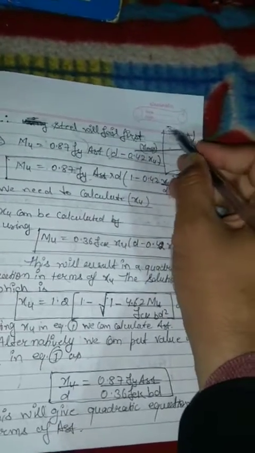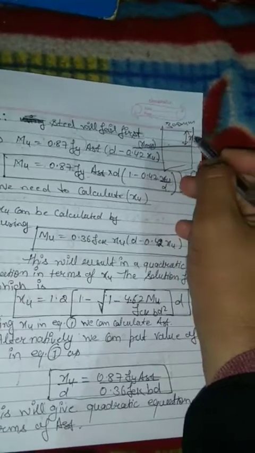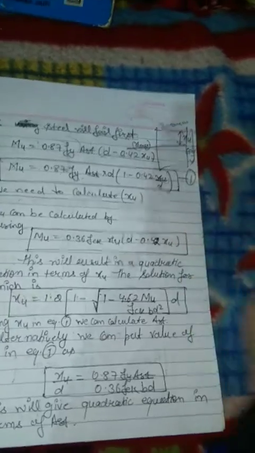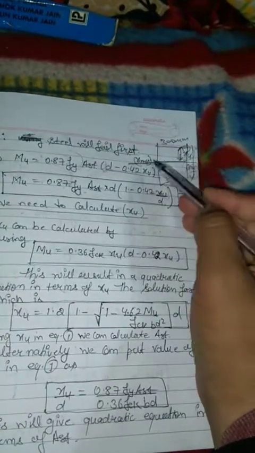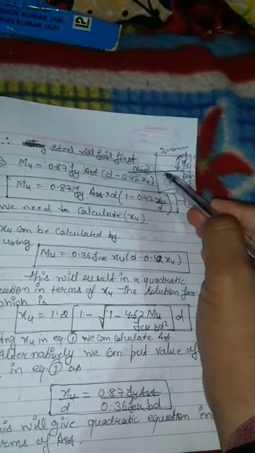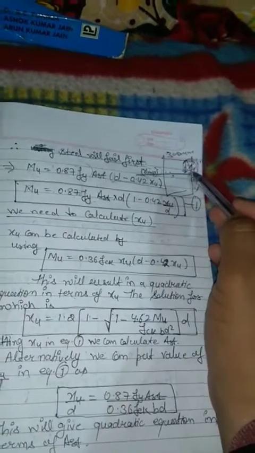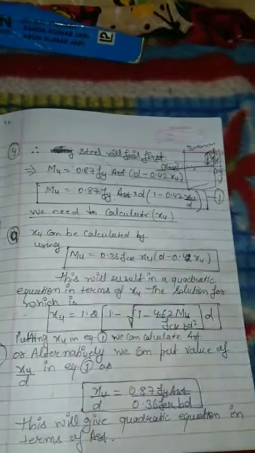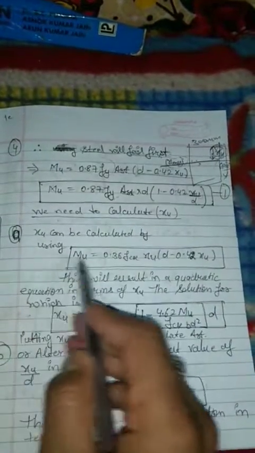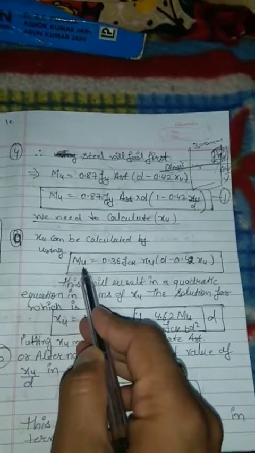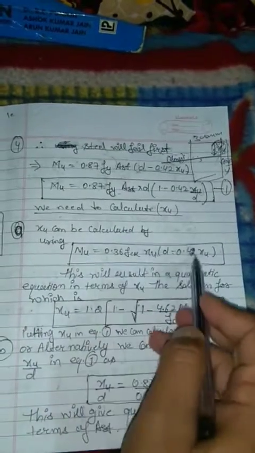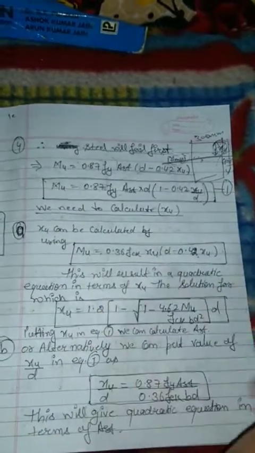Okay, that is 300 mm width and 665 effective depth. For this section our XU will be less than XU max, so we need to calculate this XU first. How will we calculate this XU in this problem? XU can be calculated by using Mu as 0.36 fck XU (d minus 0.42 XU). This is the equation that we can use.